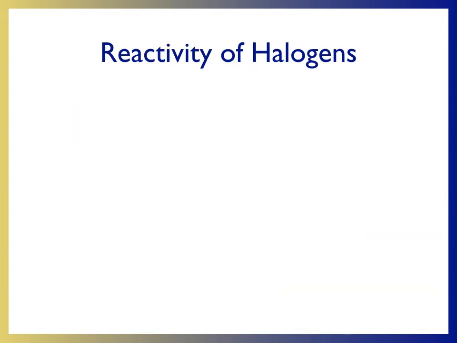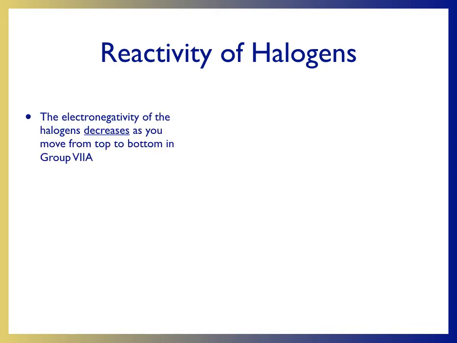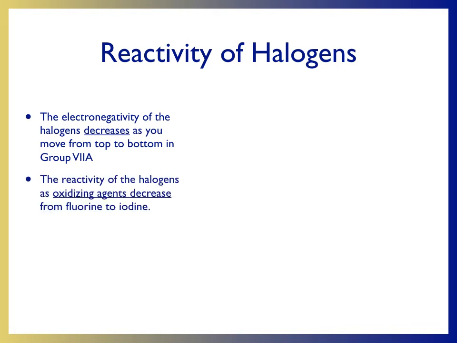Another interesting thing about halogens is their reactivity. Being the more electronegative elements in the periodic table, the reactivity of the halogens usually is redox reactivity. One thing to note is because electronegativity decreases as you move from top to bottom down the group, this affects the ability for those halogens to function as oxidizing agents, or as reagents that can be reduced in order to oxidize another element.